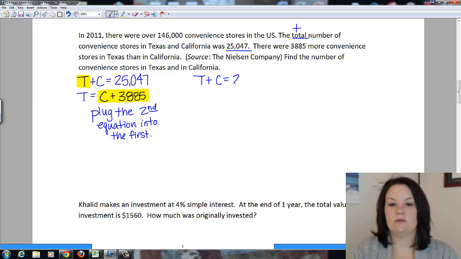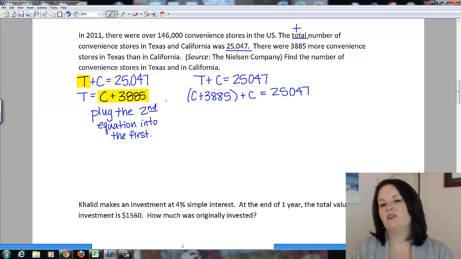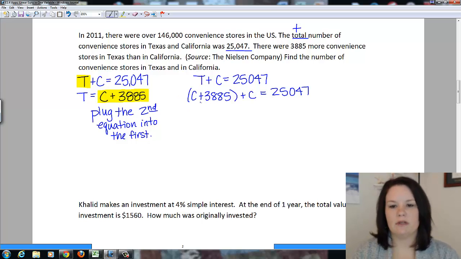T plus C equals 25047. And now I'm going to plug in what I know. I know that T is equal to (C plus 3885), plus C is equal to 25047. Now, I don't really need these parentheses. I just wanted to show that I was plugging that in for T. Since there's nothing outside to be multiplied by, I can just drop them. So when I drop these parentheses, I can combine my two C's. So I get 2C plus 3885 is equal to 25047.